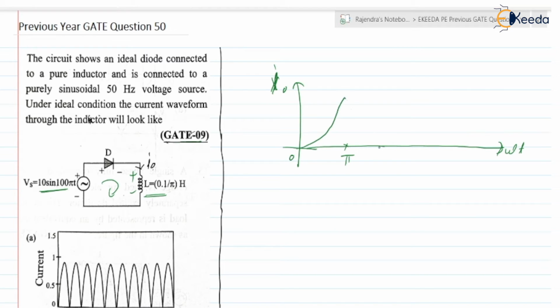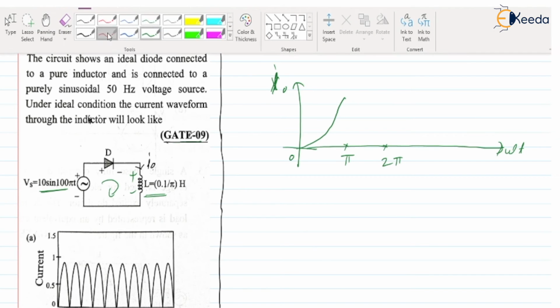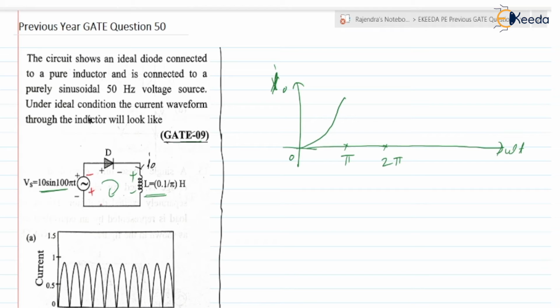Next, from pi to 2 pi, the supply voltage is negative. From pi to 2 pi, it is minus here, plus here, right? So the inductor will release the energy, and the direction of the current will be the same. So the diode will be in the conduction mode only, right? So I0 will be like this. So the inductor stores the energy, and after that the inductor releases the energy. So this type of waveform will be in I0.